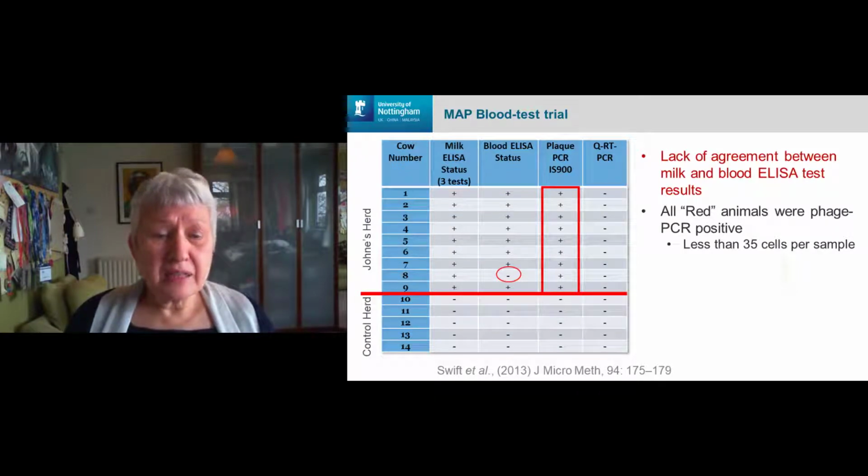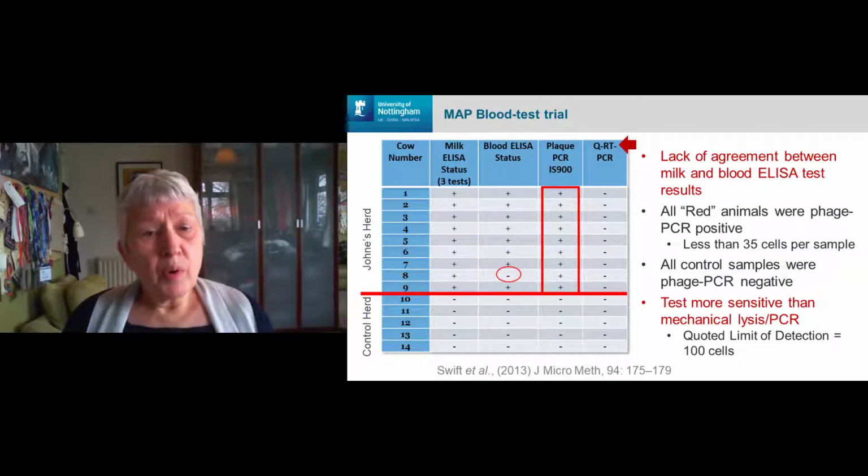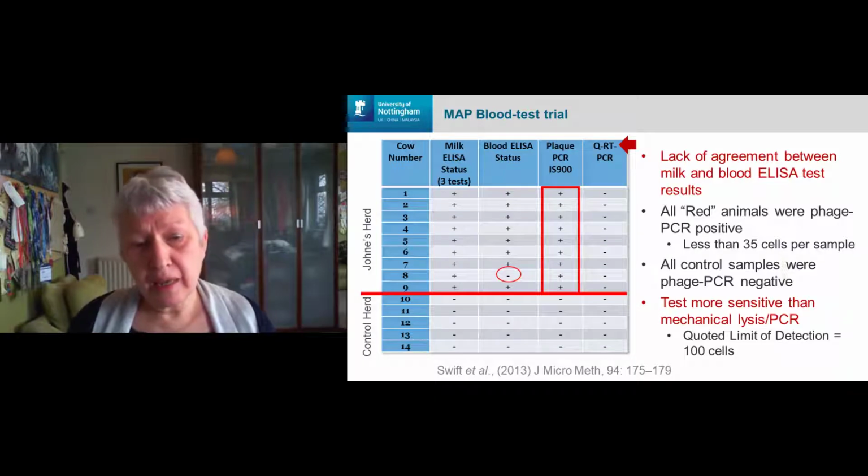In the negative herd down here, we could see that all of the negative animals were negative by phage PCR, by blood ELISA, by milk ELISA. So we got good agreement across these tests. But when we looked at the Tetracore results, everything was negative. It didn't matter if it came from the positive herd, where we knew we had these low numbers of cells, or from the negative herd, everything was negative.